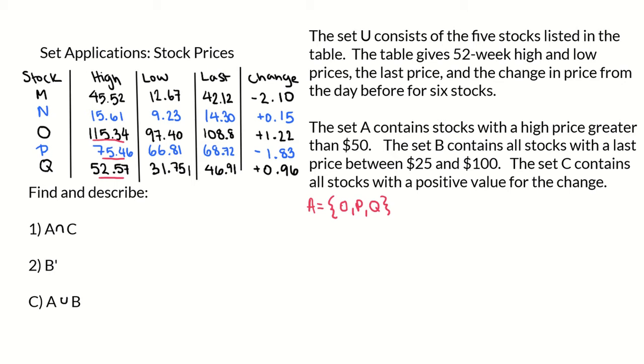The set B contains all stocks with a last price between 25 and 100. Here, not here, not N, not here. P and Q are between 25 and 100. So B contains the stocks M, P, and Q.